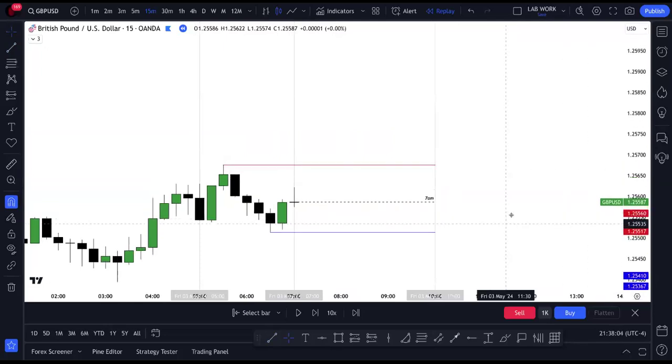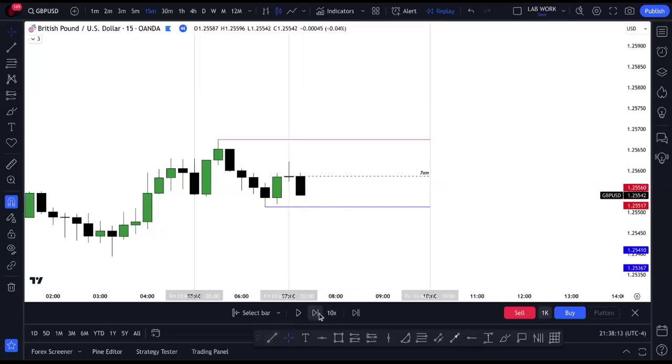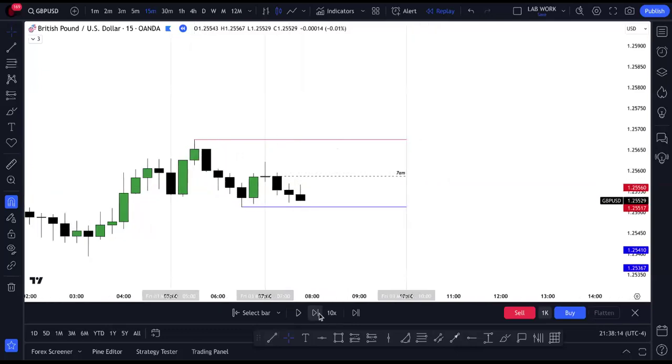Keep your charts clean too. That's another thing. A lot of people don't have clean charts. I like the chart clean, man. Clean, clean, clean. Let's move forward. 7 a.m., play it forward. Let's see what happens. Do we run buy side? Do we run sell side?